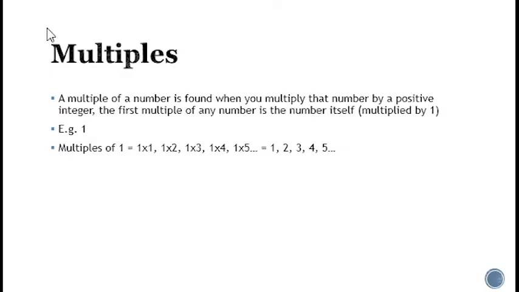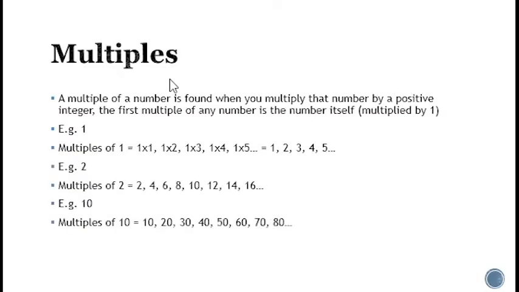Then for the second multiple, multiply by 2. Third, multiply by 3, and so on. This is the same for any given value. You just multiply the given value by 1, 2, 3, 4, 5, and so on. Here are some examples you can pause to take a look at.